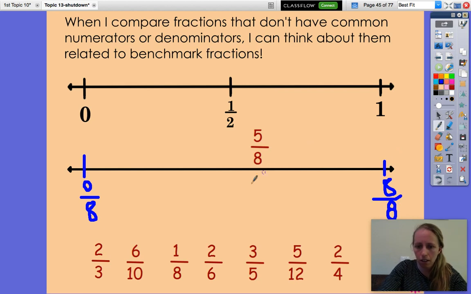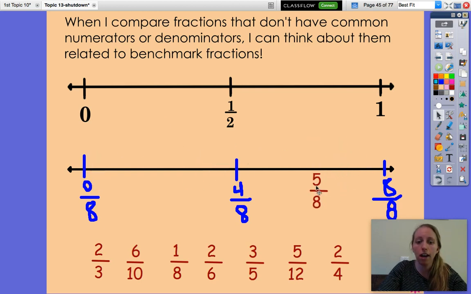So we could also think about a half. Half of 8 is 4. So 4/8 is equivalent to 1/2. So 5/8, would it be close to 0/8, 4/8, or 8/8? I know it's between 4/8 and 8/8 and closer to 4/8, so that's where we're going to place it on the number line. Somewhere around here. It doesn't have to be perfect.